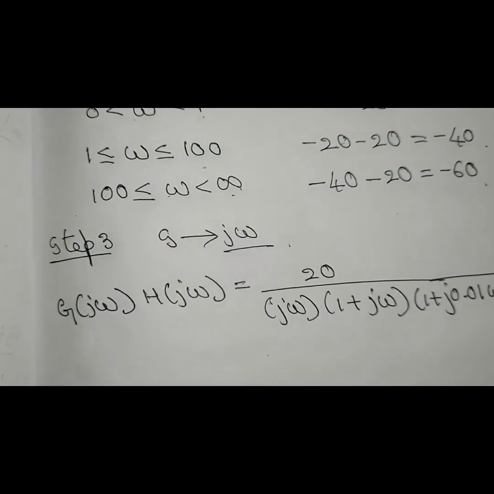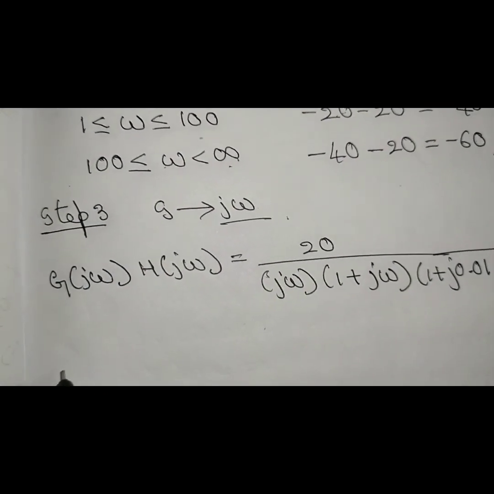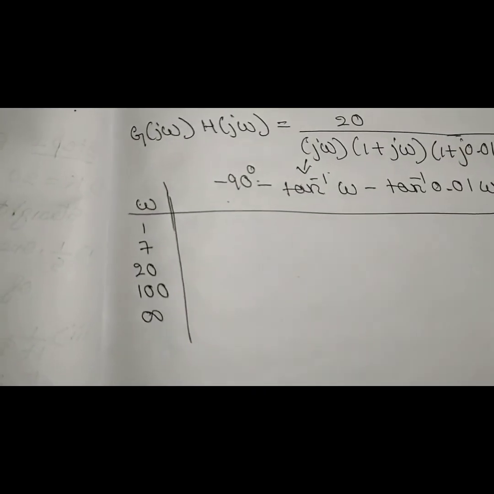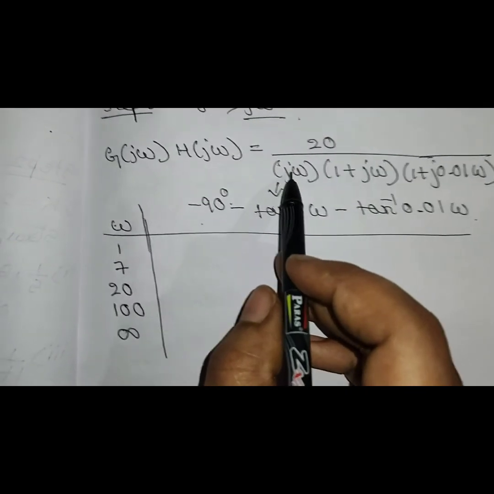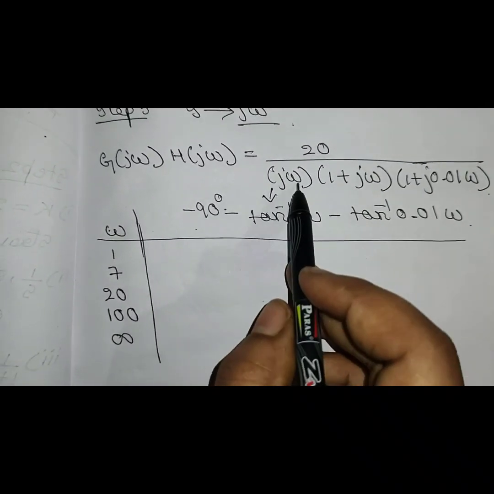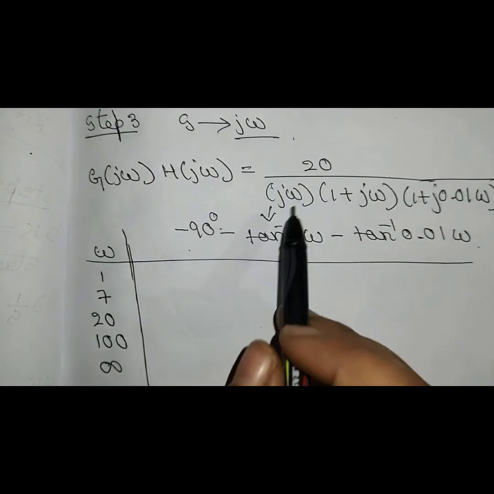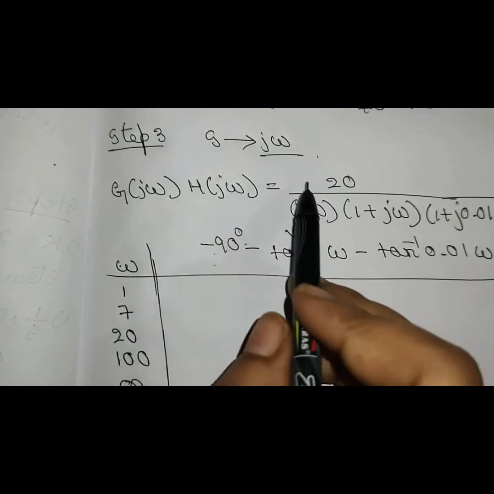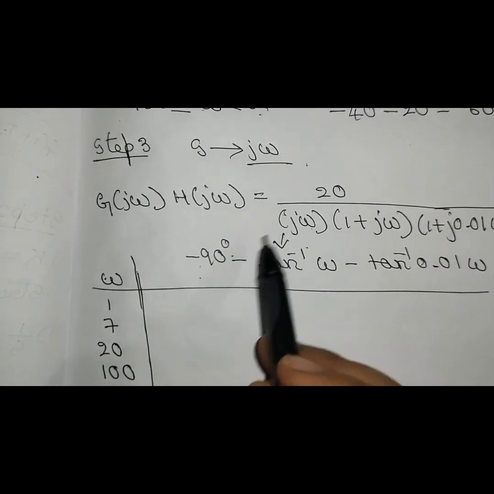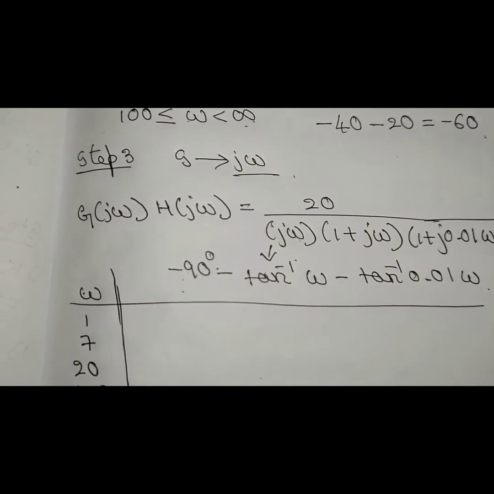So now we need to make a table. So I have written the table, omega and this one. So 1 divided by j omega, remember always, no need to calculate. 1 divided by j omega is 90 degrees. If j omega is only in the numerator, we take positive. If it is in the denominator, so minus 90 degrees.